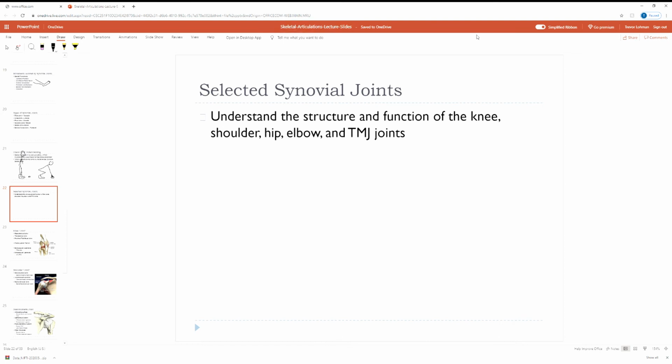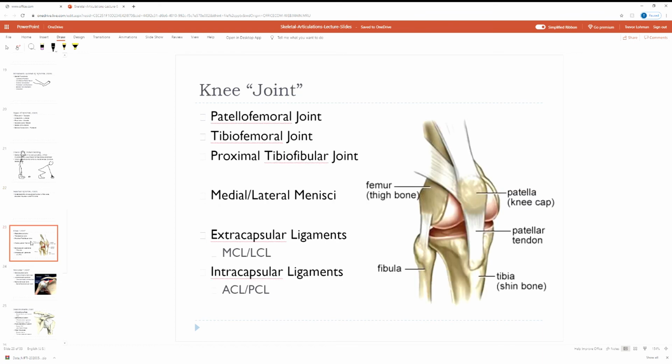All right, so now we're going to take a look at some specific synovial joints. Of course, there are a ton of synovial joints, especially in your limbs, but all over your body. We're just going to look at a few of them, starting with the knee. So the knee joint, and the word joint is in quotes here because it's actually a collection of three joints. The patellofemoral joint, which is the joint between the patella and the patellar surface on the femur. And then we have the tibiofemoral joint, which is kind of what you think of when you say knee joint.